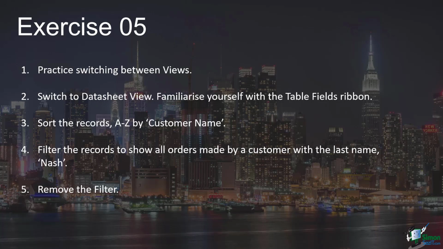I'd then like you to sort the records in Table Orders A to Z by the customer name. I'd then like you to practice applying filters. So filter the records in Table Orders to show all orders made by a customer with the last name Nash. I'd then like you to remove the filter. So that's it for this exercise. Give it a go. If you'd like to see my answer, then please keep watching.